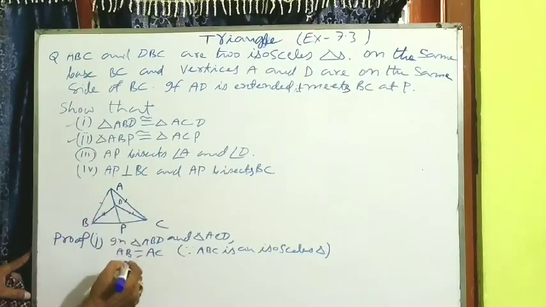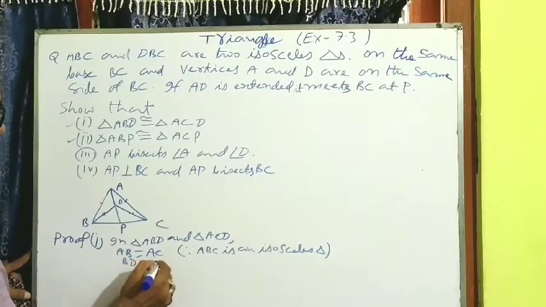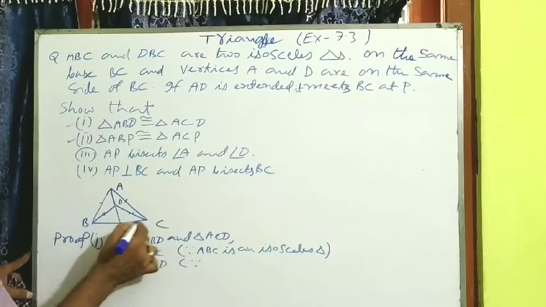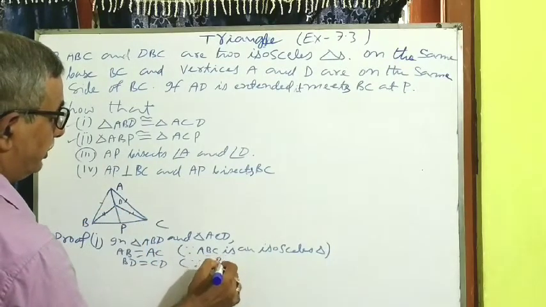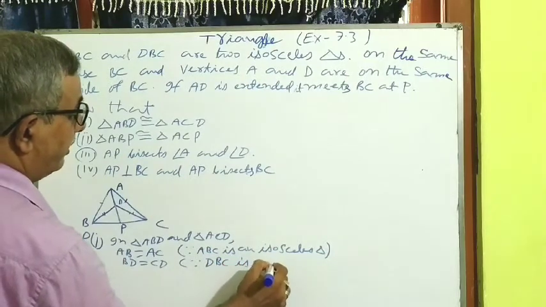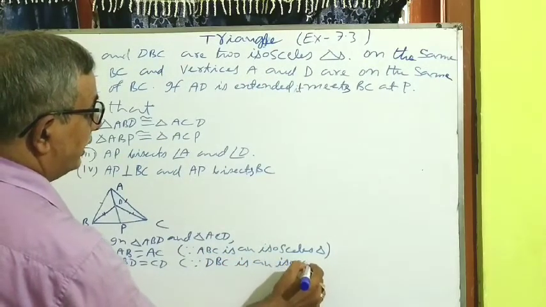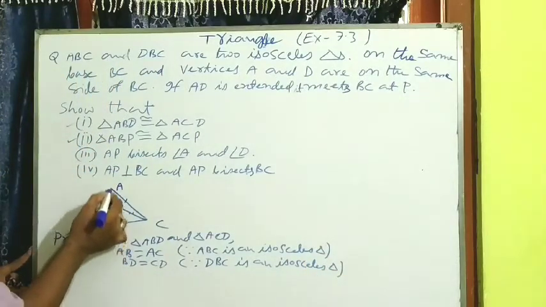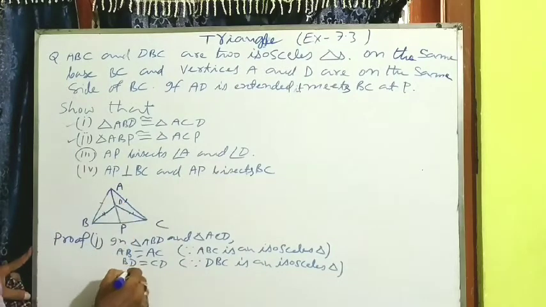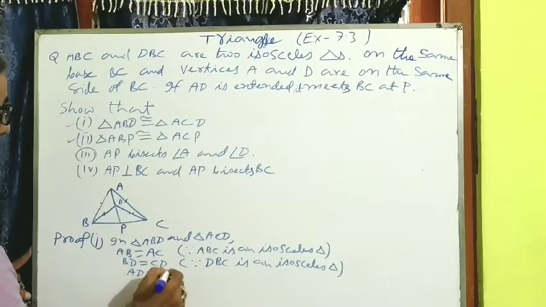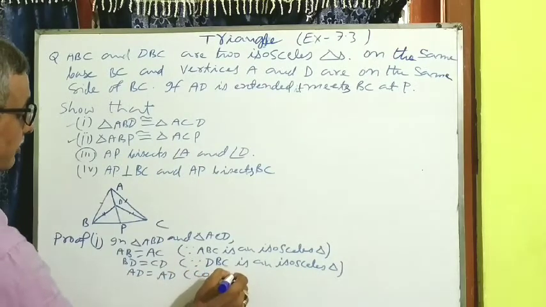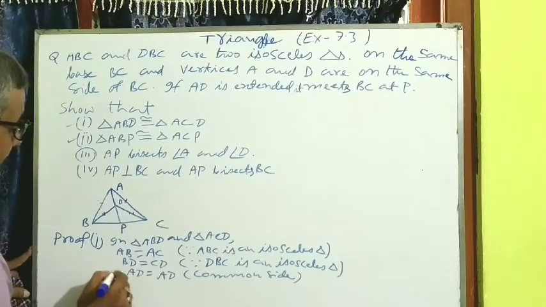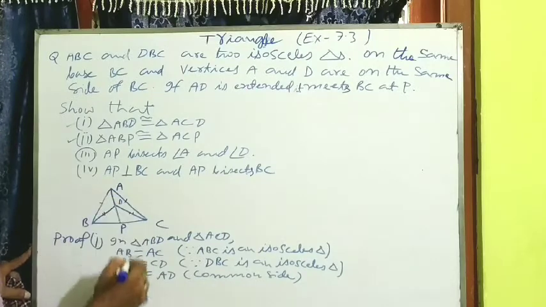Now BD is equal to CD. Why? Why is it so? Since similarly DBC is an isosceles triangle. DBC is an isosceles triangle. Okay? Now after that one more side. AD is equal to AD. This is the common side. Why? Common side. That means by side, these two triangles are equal.